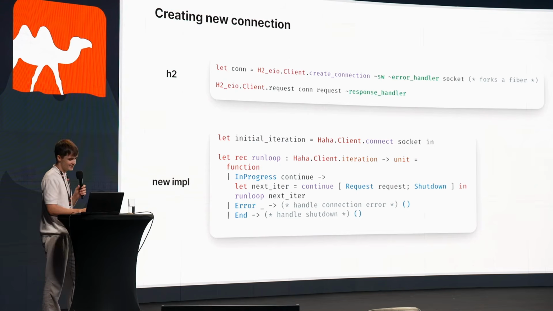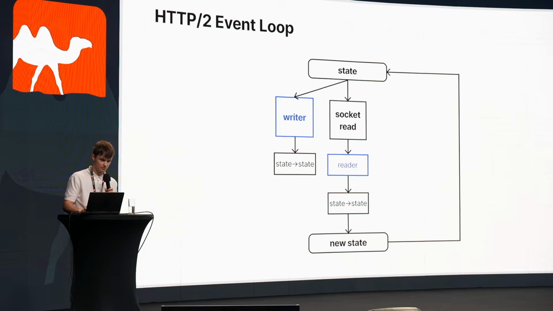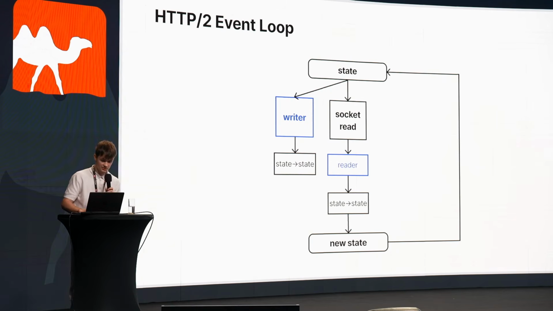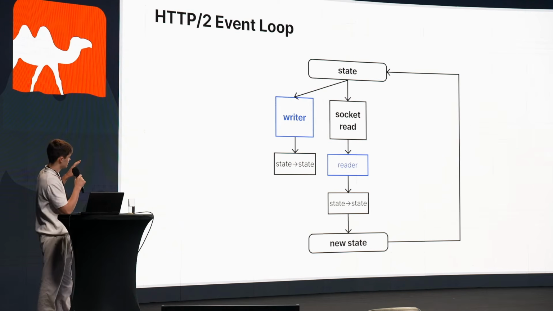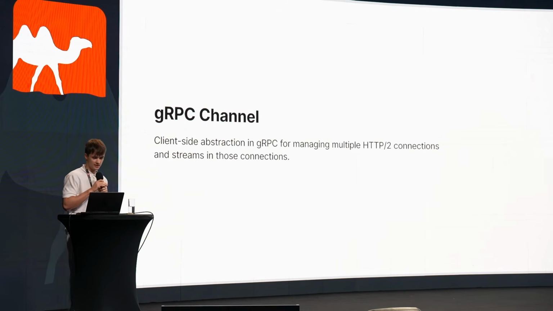And this acts really nicely if you want to integrate it in gRPC in a bigger event loop. So this is our event loop, which is smashed into a nice state-to-state function, this continuation function. And we just use this in a bigger loop in gRPC channel. For those who don't know, gRPC channel is a client-side abstraction which manages multiple HTTP connections and multiple streams in those connections. So the user of gRPC doesn't care about HTTP at all.